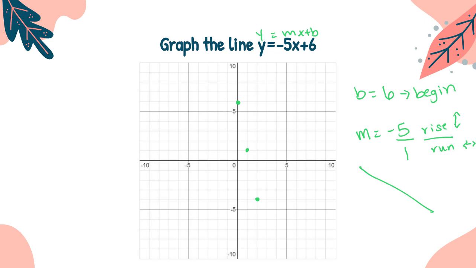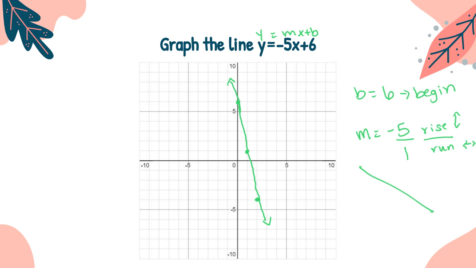And I can continue that cycle. So just make sure that our slope is correct. So we go down 1, 2, 3, 4, 5 over 1. Down 1, 2, 3, 4, 5 over 1. And we connect our points. Let's try that one again. Still not perfect, but that's okay.